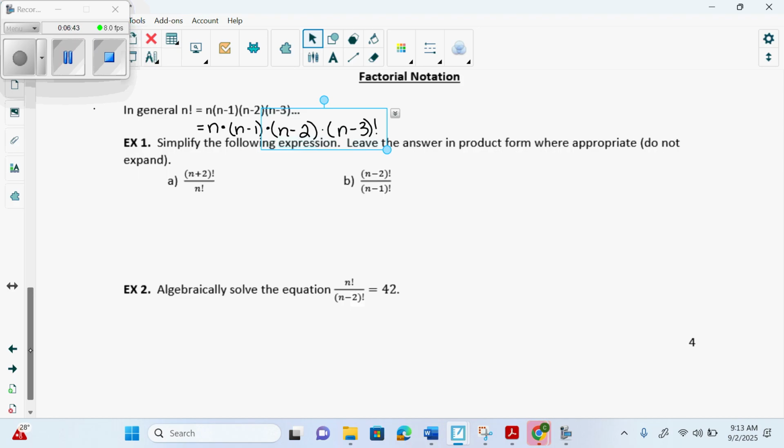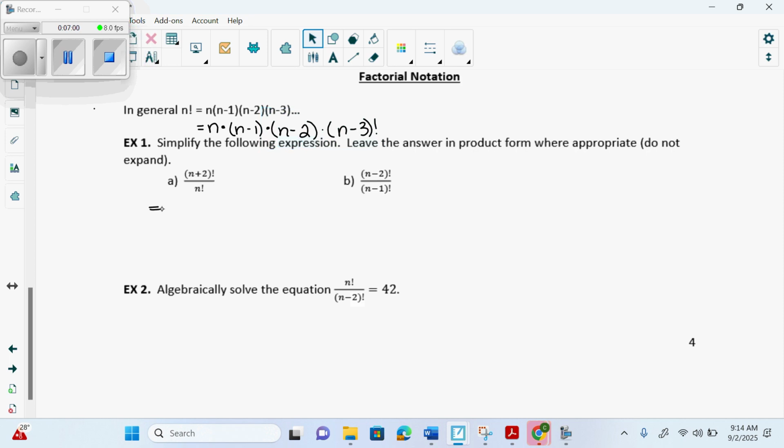Where appropriate, do not expand it. So if I had an n plus 2 beside an n plus 3, that's it. I would stop. I wouldn't FOIL it together. I wouldn't distribute it like that. So n plus 2 and n, which one's bigger? N plus 2. So the numerator is bigger than the denominator.